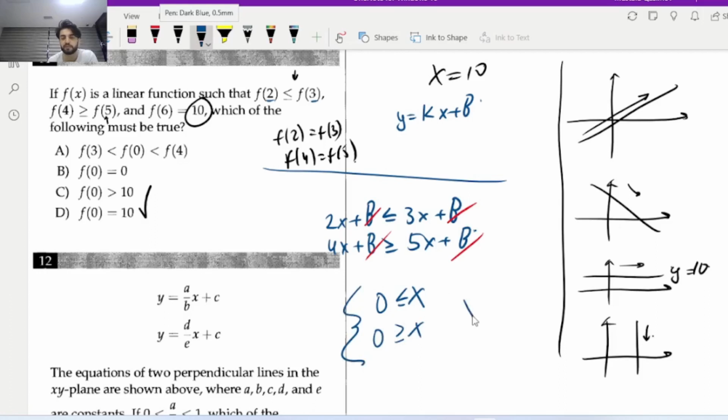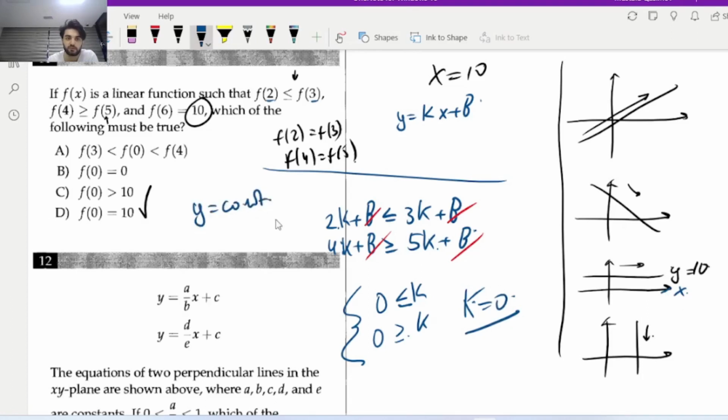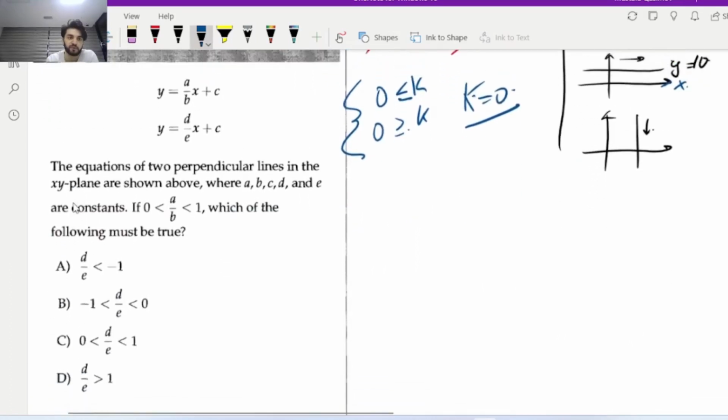From here we can say, I mean it's k, I am sorry, k is equal to 0, and when k is equal to 0, it means that again it is parallel to the x-axis. So it is y is equal to any constant, and this constant is equal to 10 from this one. So it is 10 for all points. So the answer is D.